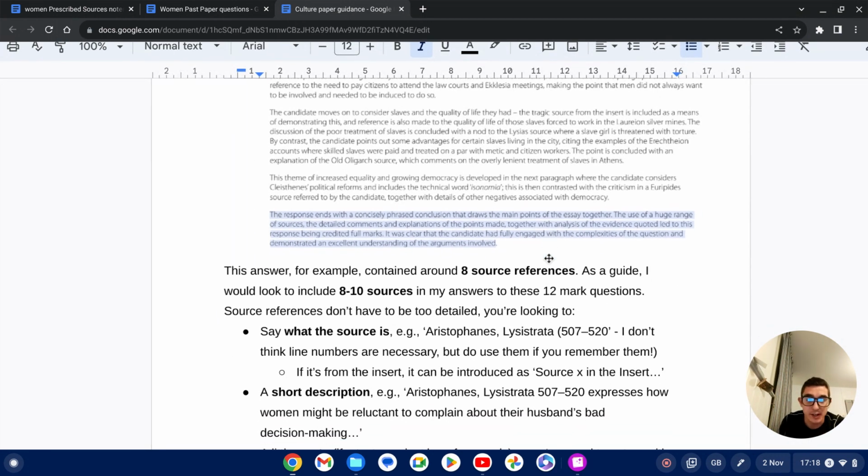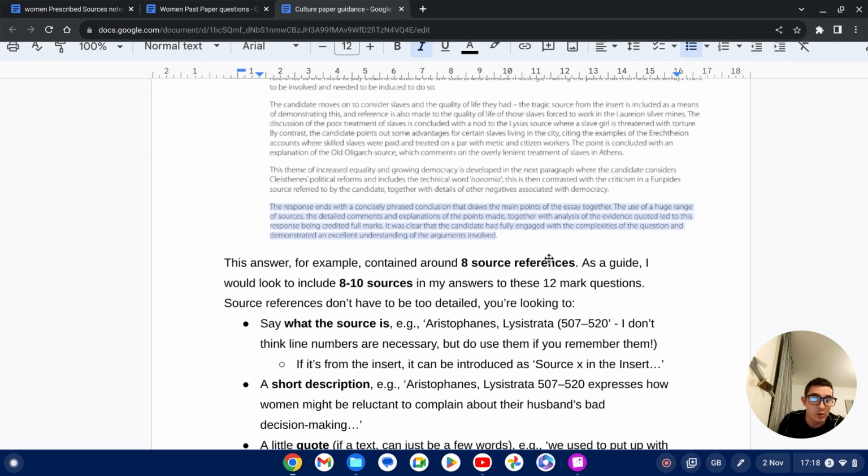This answer contained around 8 source references. When you're looking to answer these questions, this well-selected range should look to include 8 to 10 sources. Okay? That's what you're looking for, 8 to 10 sources. And these are going to be from your prescribed sources, maybe a couple from the insert, and any other knowledge you might have. Source references don't have to be too detailed.